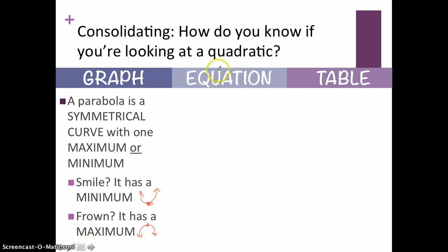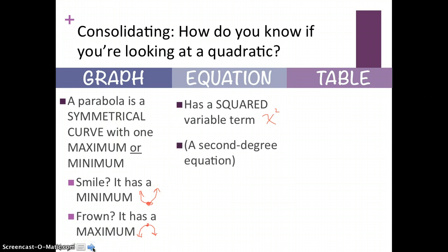Okay, how do you know if you're looking at it based on the equation? Well, hopefully you remember from a few slides ago, and also from the activity on Thursday, that you'll know from the equation if it has a squared variable term. So when we talk about a squared variable term, we're talking about basically x squared. So it only has one. It doesn't have x squared and y squared, just x squared. So it's a second degree equation. We talked about the degree being named after the highest exponent on x.